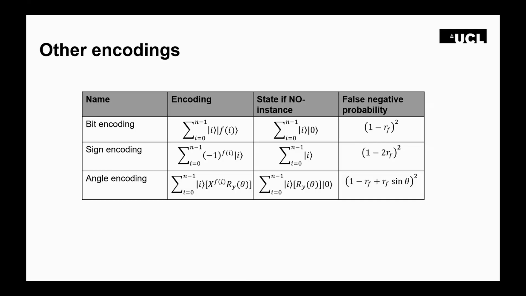These are also commonly used in quantum machine learning: bit encoding, sign encoding, and angle encoding. It just changes where you put that information about the function. Do you put it in another register? Do you put it in the sign? Or do you put it in a rotated qubit?